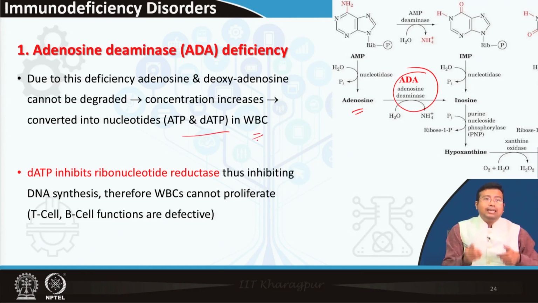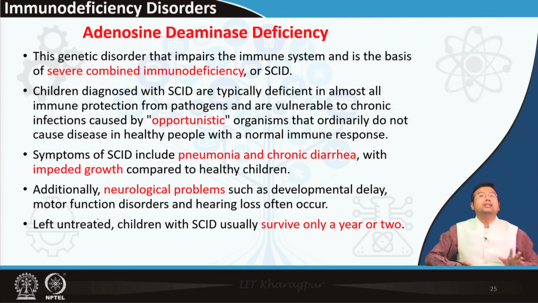What do they do? They actually inhibit the enzyme ribonucleotide reductase. dATP inhibits ribonucleotide reductase, which is an essential element of DNA synthesis. Therefore, RBCs cannot proliferate, that is, cannot grow. WBCs, white blood cells: the major part of white blood cells are lymphocytes, T cells and B cells. So, their functions are defective, and these white blood cells are the cells that impart immunity to us. So, adenosine deaminase deficiency is actually named severe combined immunodeficiency. So, the immune system is highly compromised.